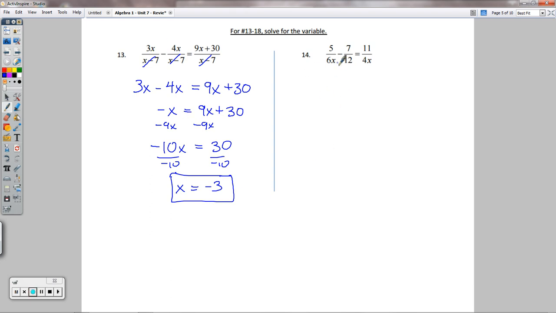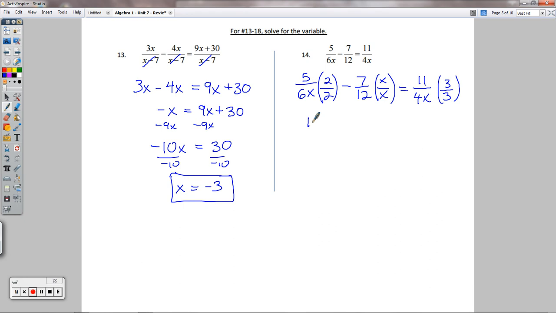Number 14, it looks like we don't have a common denominator here. So we can't cross anything out yet. We would need a common denominator first. So I could multiply this all by certain things to get, it looks like 12x would be the lowest common denominator. So if I multiply this one by 2 over 2, this other one by x over x, and this final one by 3 over 3, that should do it for me.